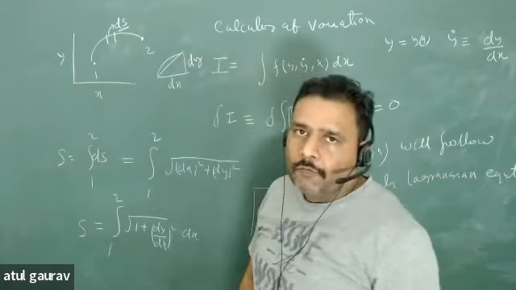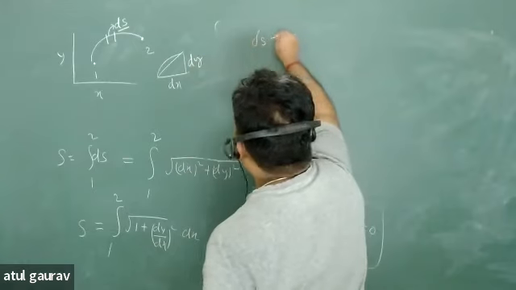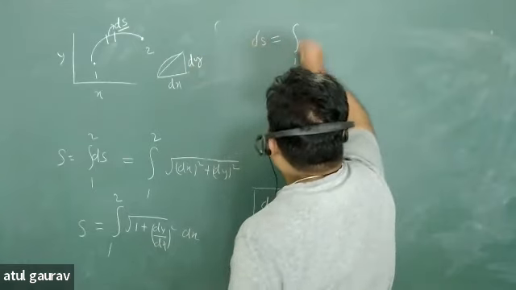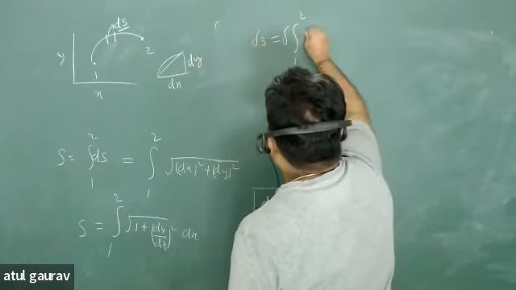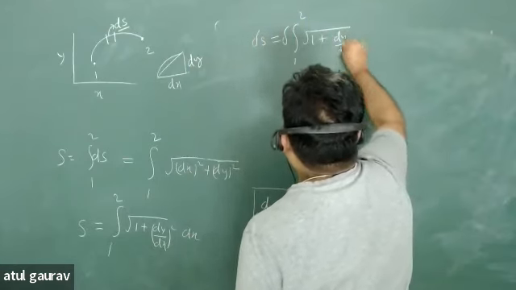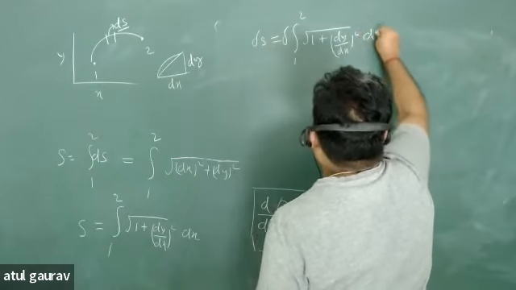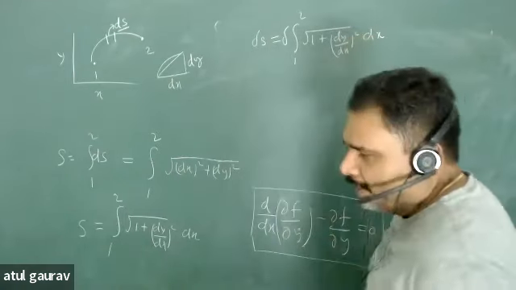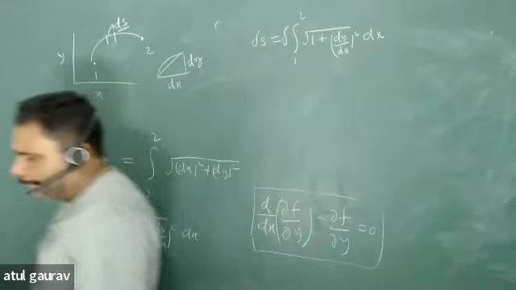So when I have to optimize this particular s, let's go for the first derivative. Then del s must be equal to the integral from 1 to 2 of del, the variation of root under 1 plus dy upon dx whole square, dx. Now what is f here? What is f?